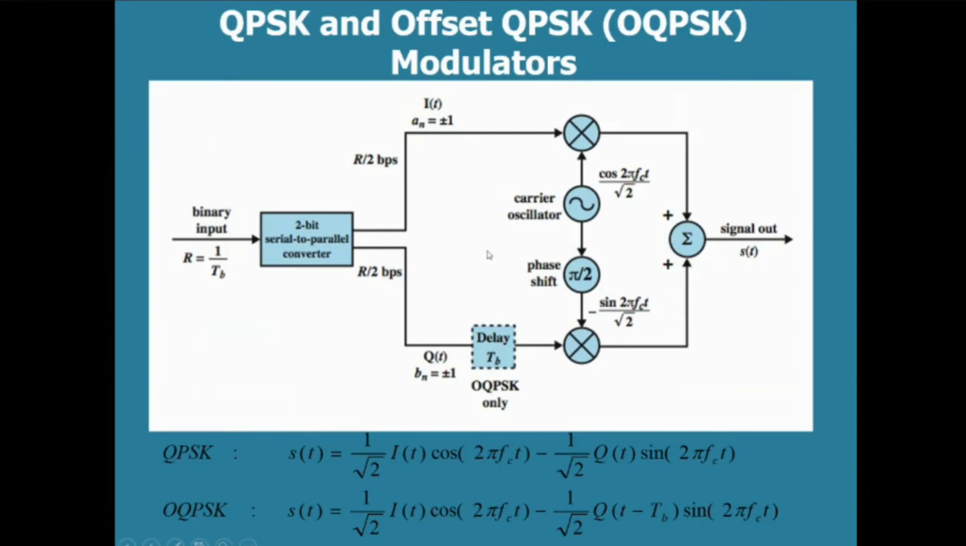Okay, first we will see the QPSK signal. s(t) equals 1 by square root of 2 I(t) cos 2 pi fc t minus 1 by square root of 2 quadrature element Q(t) sin 2 pi fc t.